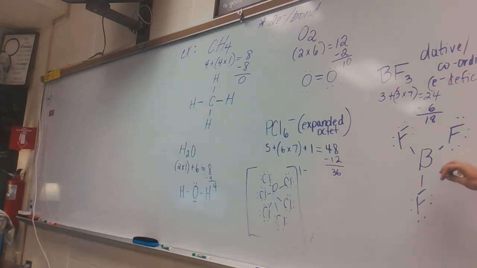This is a dative molecule. Coordinate bonding is what this is called. And the central atom is electron deficient. Again, you'll always be told that the central atom is going to be electron deficient. You don't have to memorize that. You just have to know what it means for drawing the molecule.